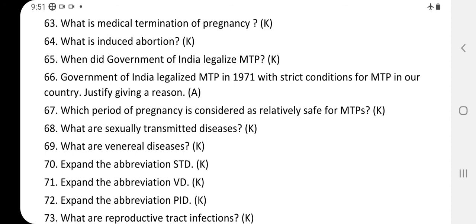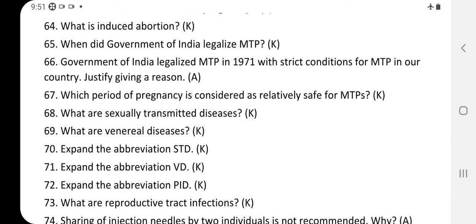Next, 68th question. What are sexually transmitted diseases? The diseases or infections which are transmitted through sexual intercourse are collectively called sexually transmitted diseases. Next, 69th question. What are venereal diseases? The venereal diseases are one more name for sexually transmitted diseases. So the diseases or infections which are transmitted through sexual intercourse are collectively called venereal diseases.